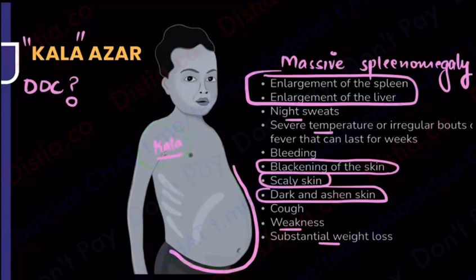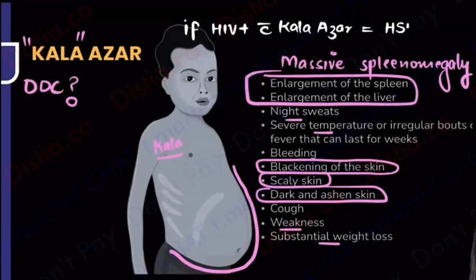However, there is one rare variety. And what is that rare variety? If the patient is HIV positive and ends up having Kala Azar, we have seen that many a time hepatosplenomegaly is not seen. This is an atypical presentation: if it's an HIV positive patient with Kala Azar, you might not see the protuberant abdomen.